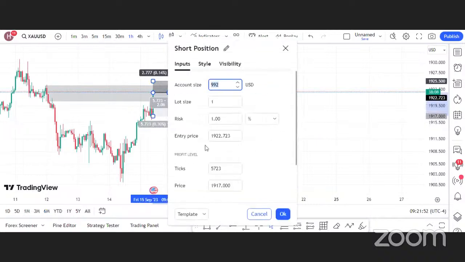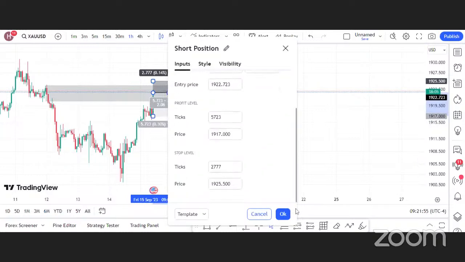Let me call out the stop loss once more: 1925.50. I'm setting mine already too. We are setting just the stop loss. We are going to be closing manually.